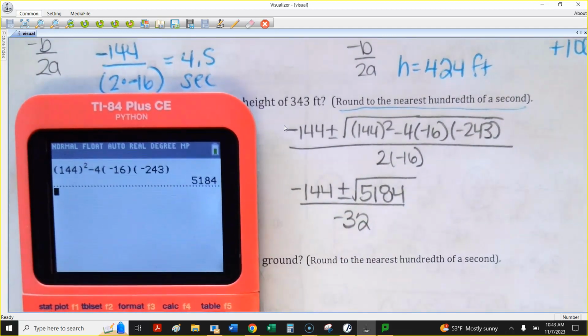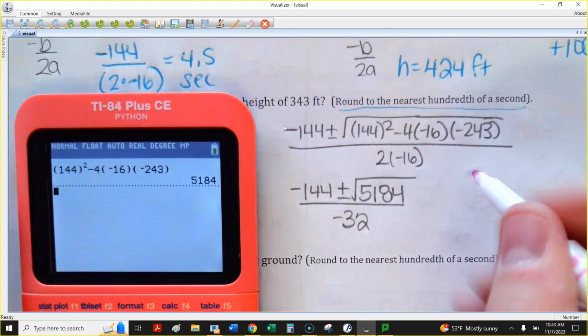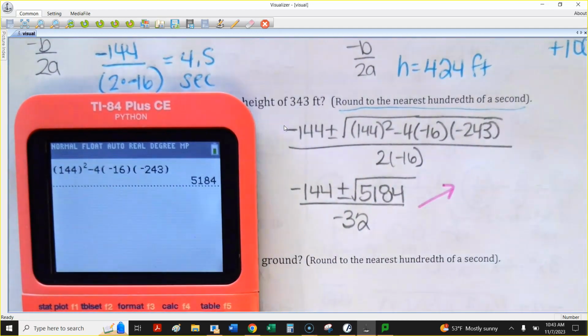Okay, now, I am not asking you to break down that radical. We're just going to write our answers to the nearest hundredth. So we're just going to do the rest of this on the calculator. I should have 2 answers, so I'm going to have to do this twice. Do negative 144, and it doesn't matter which one you do first. I'm just going to do the plus first. Square root 5184.